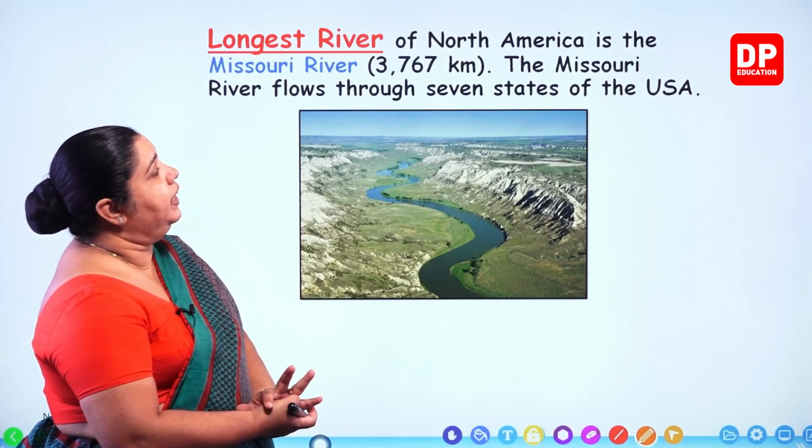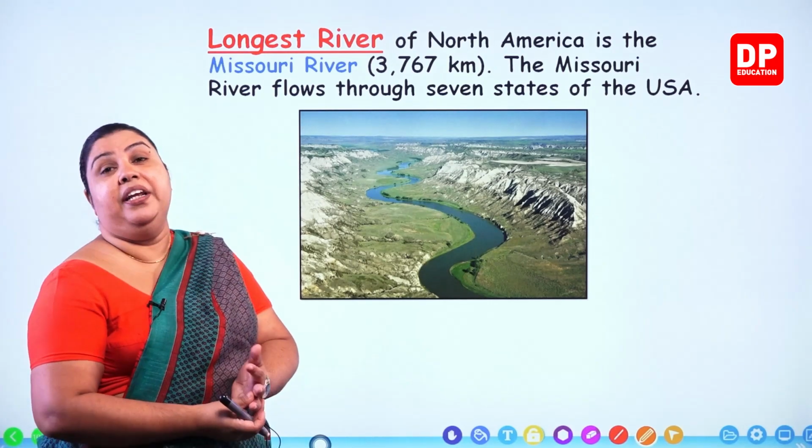Longest river of the North America is the Missouri River.